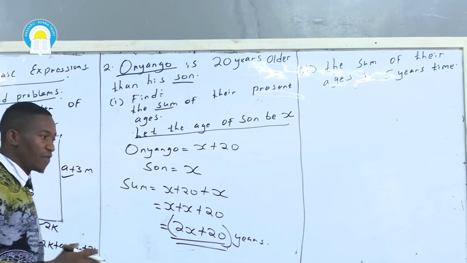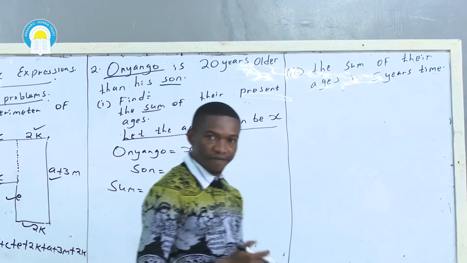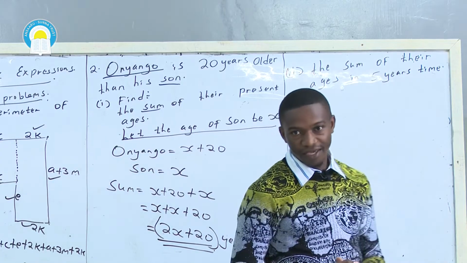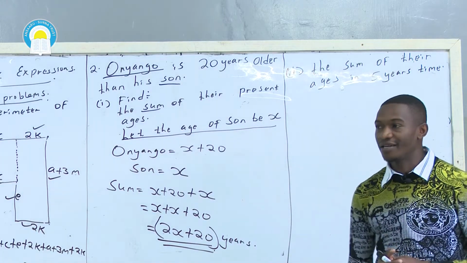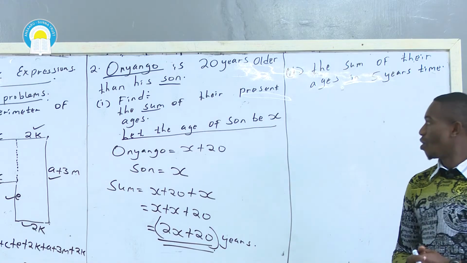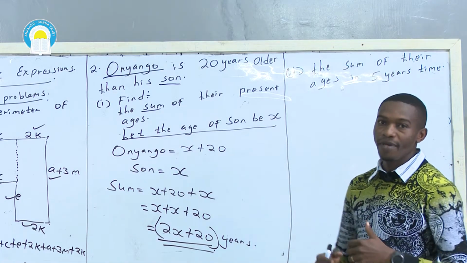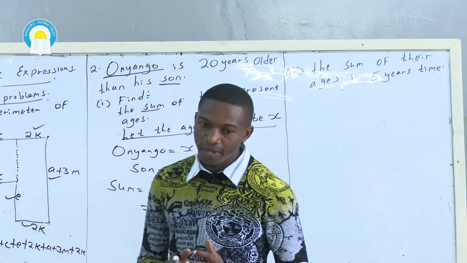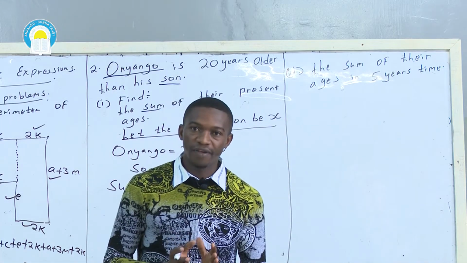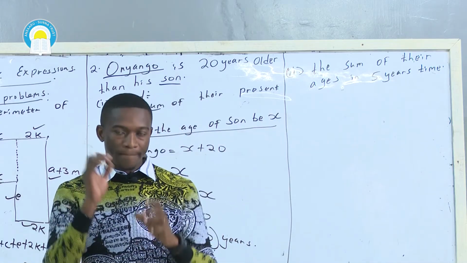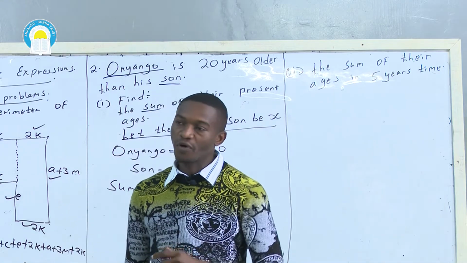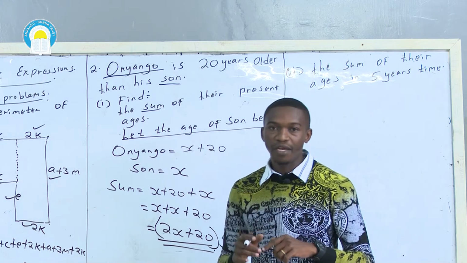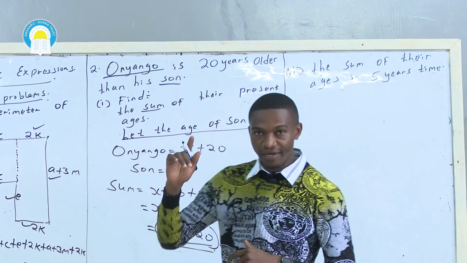I will give you an example. If Mr. Philip right now is 24 years of age, when somebody asks you what will be Mr. Philip's age in 5 years time, it will be the present age of Mr. Philip, which is 24, plus 5. So in 5 years time, Mr. Philip will be 29 years old.